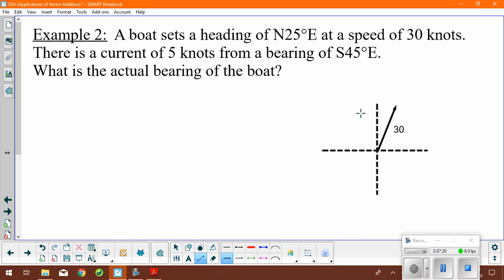Okay, and then for the second part, there's a current of 5 knots from a bearing of south 45 east. So south 45 east is down here, but it's coming from there. So the direction of this is actually towards the center, not the other way around. Again, because it says it's from there. So we'll give that a 5.